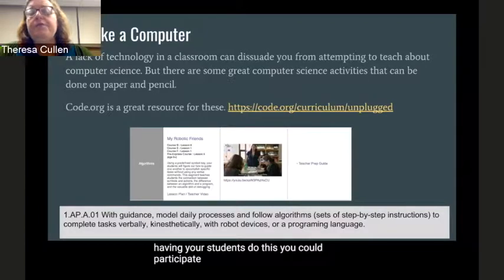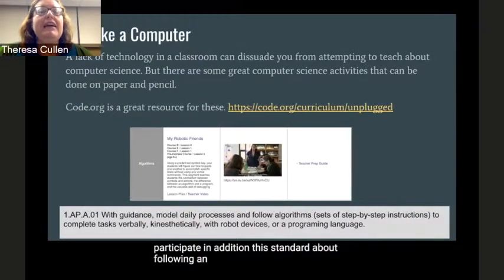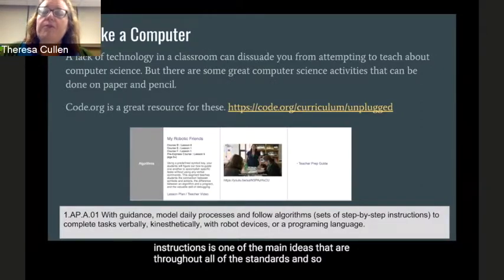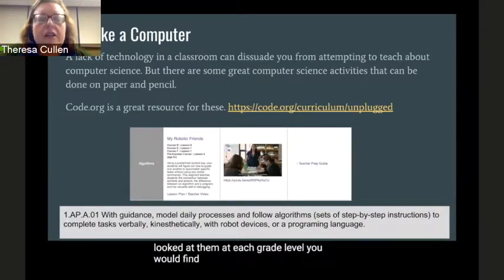In addition, this standard about following an algorithm, a set of step-by-step instructions, is one of the main ideas throughout all of the standards. If you looked at them at each grade level, you would find something similar, but at each grade level, it increases a little bit in complexity.